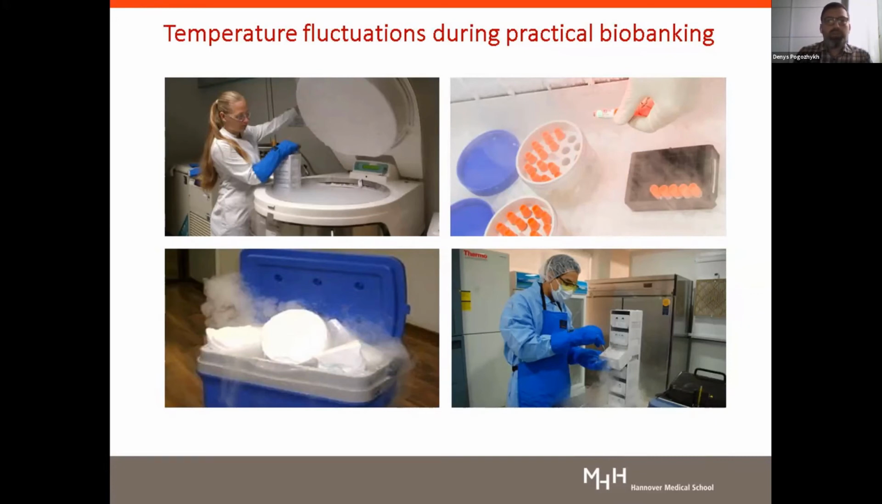There are a lot of things going on in the lab, and you open the fridge, close it. A lot of things can go on also during practical biobanking in the long term. Sometimes it can be just stock management: you take out a sample, put it back. Sometimes it can be some accident or transportation, or maintenance, where you can temporarily store samples at -80 instead of liquid nitrogen or -150.